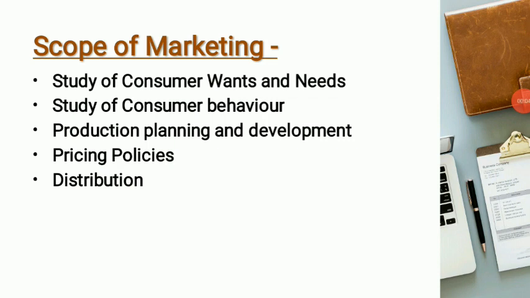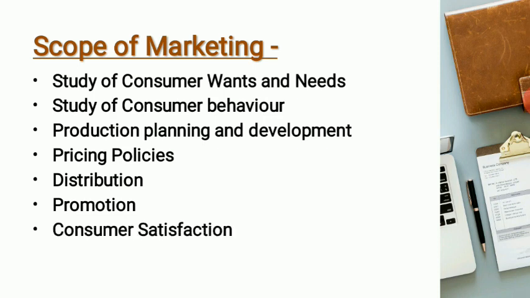Fifth one is distribution. Study of distribution channel is important in marketing. For maximum sales and profit, goods are required to be distributed to the maximum consumers at minimum cost. Next scope of marketing is promotion. Promotion includes personal selling, sales promotion and advertising. Right promotion mix is crucial in accomplishment of marketing goals.